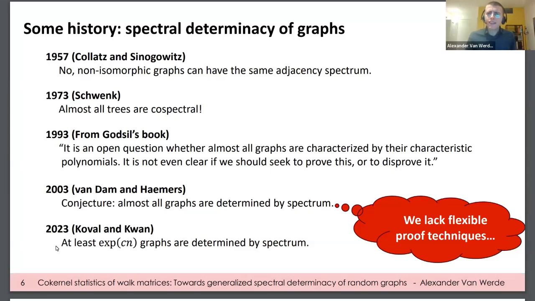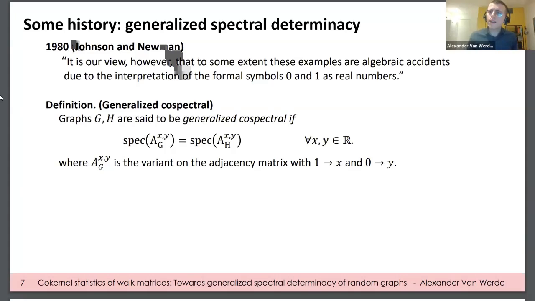And it was proposed back in the 1980s by Johnson and Newman that all these difficulties might in fact be a symptom of some deeper issue. They proposed that instead of looking at the adjacency matrix, which has arbitrarily chosen to have entries 0 and 1, we should somehow consider these entries, 0 and 1, to be more formal symbols. Okay, that was their proposal. And they then also proposed a notion of cospectrality corresponding to this generalization. So we'll say that two graphs are generalized cospectral if the generalized adjacency matrices have the same spectrum for every choice of the parameters.